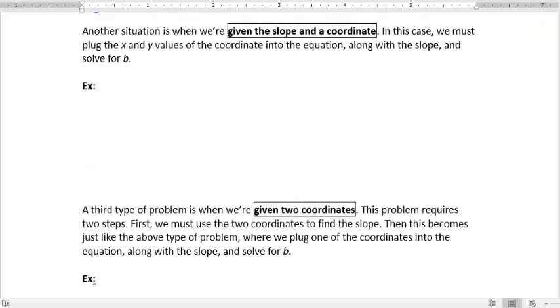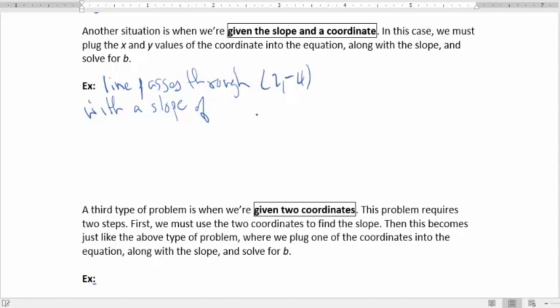All right. Now if we move on to the second scenario here, what if we're given the slope and a coordinate? So in other words, let's say we're given a line that passes through (2, -4) with a slope of 2. What would we do here? We'd realize, hey, this point is not the y-intercept, right? That point is not the y-intercept.